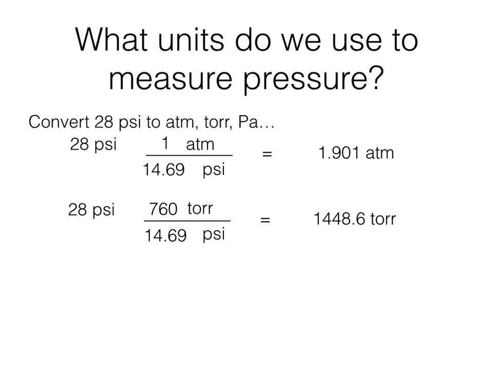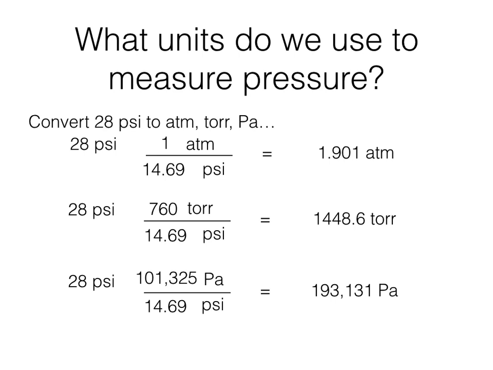Remember, at 1 atmosphere, 14.69 psi is just about 101,000 pascals. So convert 28 psi to pascals. Pause it, then restart. Okay, 28 psi times the conversion factor, 101,325 pascals over 14.69 psi, gives 193,131 pascals.